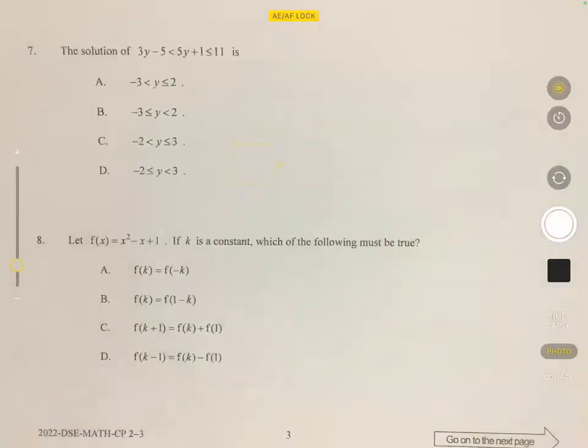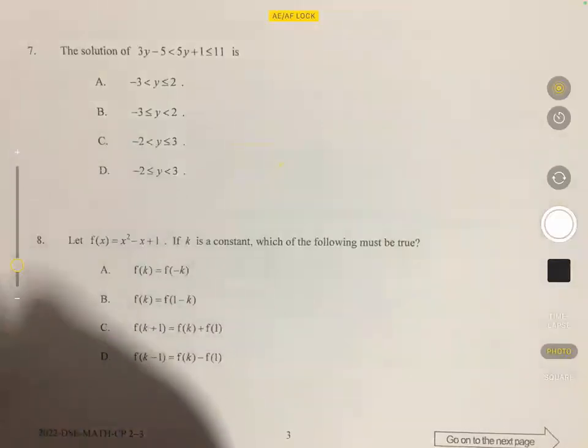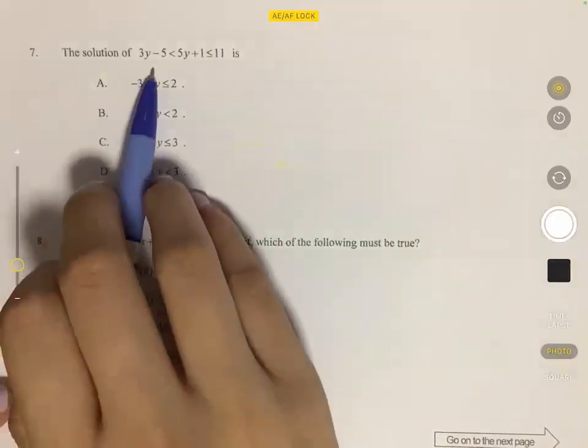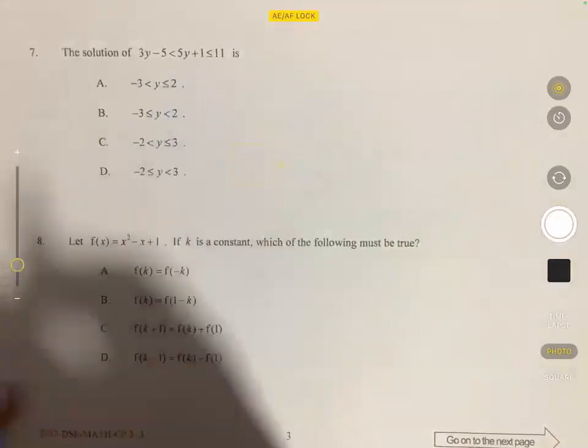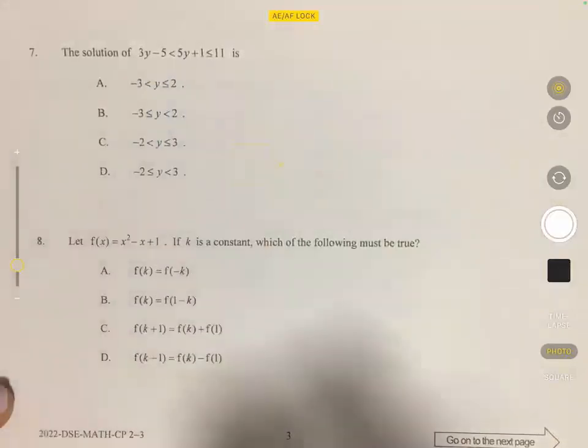So here comes question 7. Question 7 has a problem for inequality. First, you see that this inequality is combined. You see that we have two sides here. So what we need to do first is separate it into two inequalities. So how can we separate?